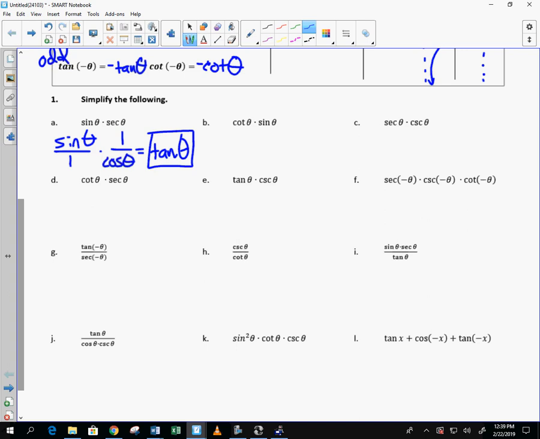Cotangent of theta times sine of theta. How do you rewrite cotangent? Cosine of theta over sine of theta. You know, people want to rewrite sine as 1 over cosecant. Don't. That doesn't help you. It's already written as sine or cosine. Leave it alone. As you leave it alone, what happens? Sines cancel, leaving you with cosine.